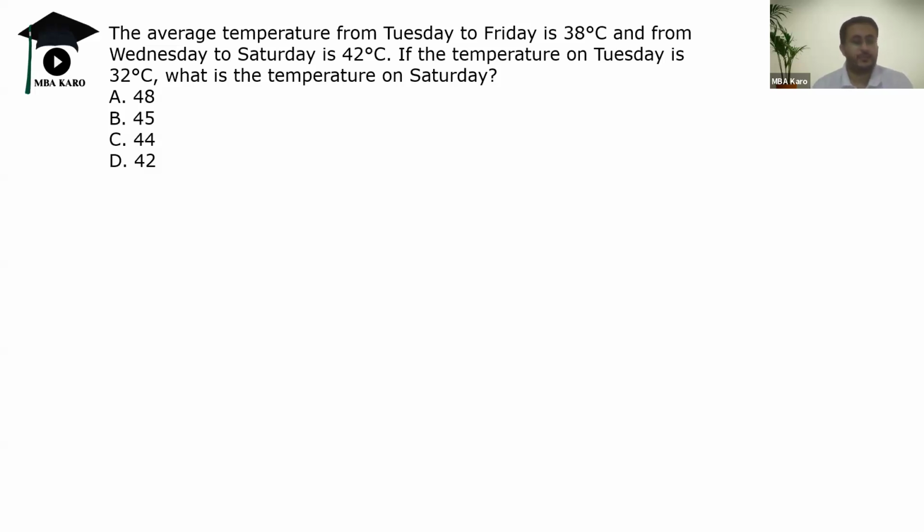So average temperature from Tuesday to Friday is given to us, and from Wednesday to Saturday is given to us, right? Now, if you were asked the temperature on Saturday, so higher average is Wednesday to Saturday. So one method is Wednesday plus Thursday plus Friday plus Saturday. That will be equal to 42 into 4. You will get the total, right?